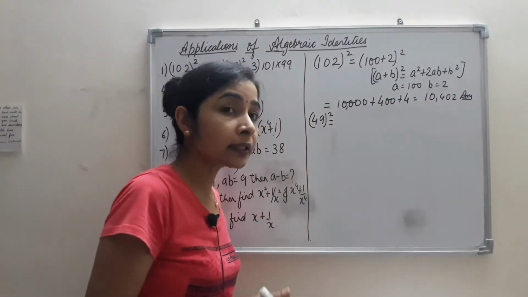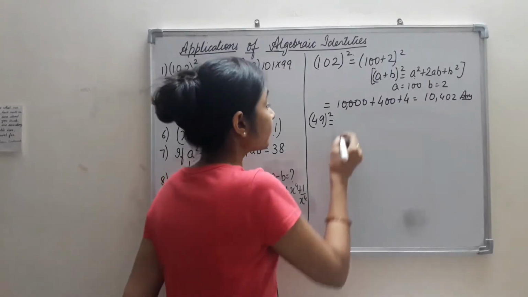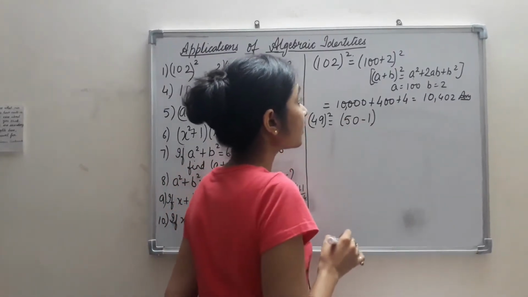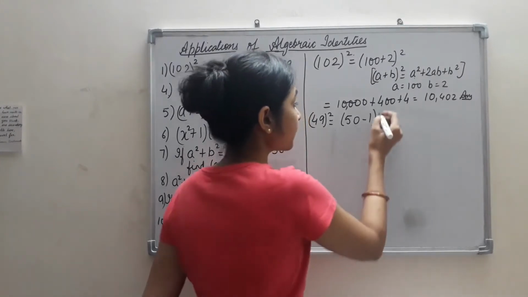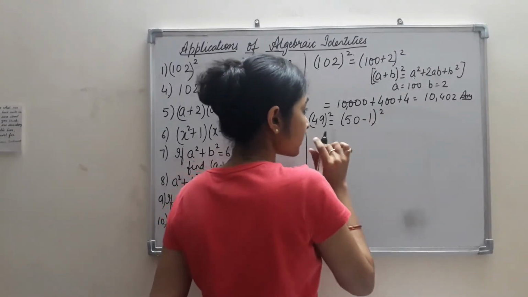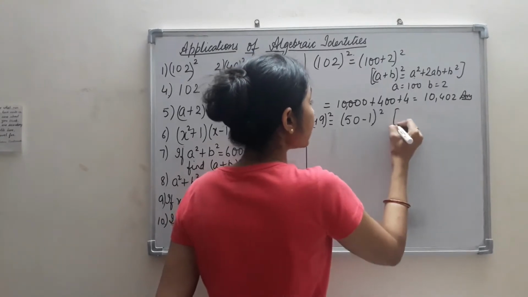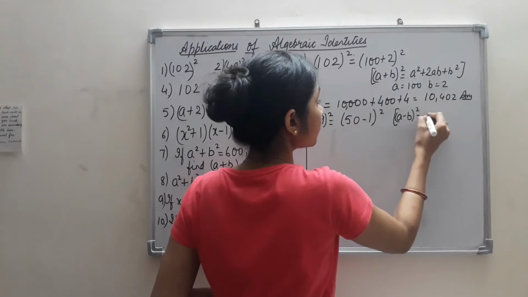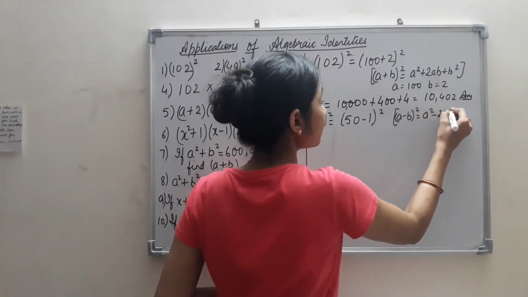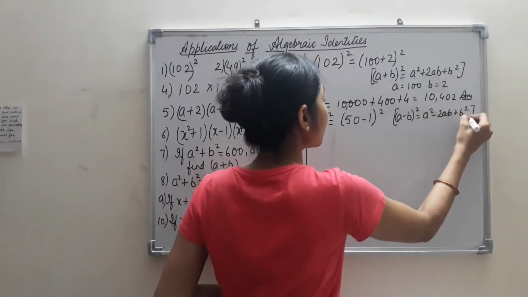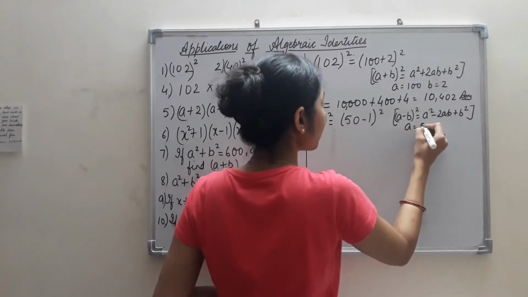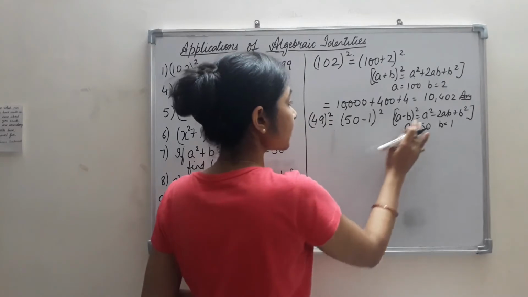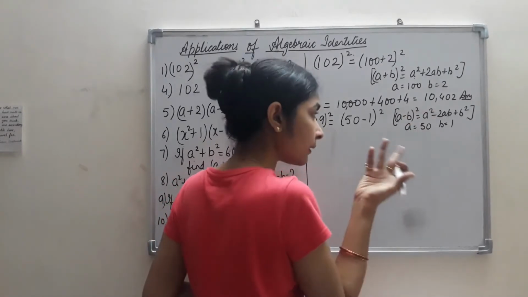again breaking it into two simple terms. Here we can break it as 50 minus 1, and we can use the identity of a minus b whole square, because we have minus in between. The identity is a minus b whole square is equal to a square minus 2ab plus b square. Here a is equal to 50 and b is equal to 1. So we substitute in this identity and get the answer.